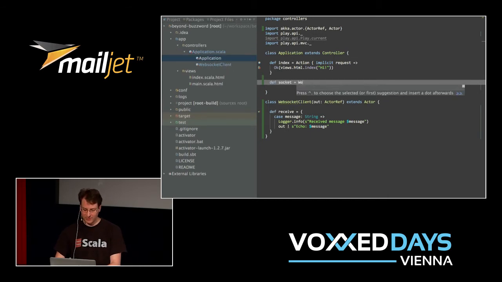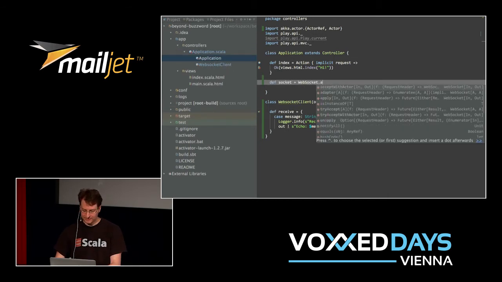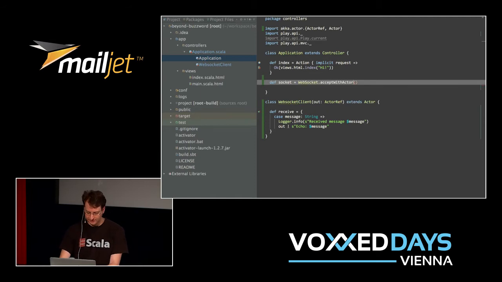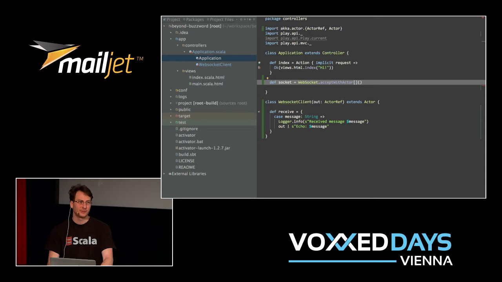So I'm going to set up a WebSocket. And then I say WebSocket accept with actor. What I need to do here is tell Play what type is going to come in and what type is expected to go out. And since I'm lazy, I'm just going to use strings here. But I could use a parsed JSON value or ensure that there is some kind of type safety here. But I'm lazy, so I don't.